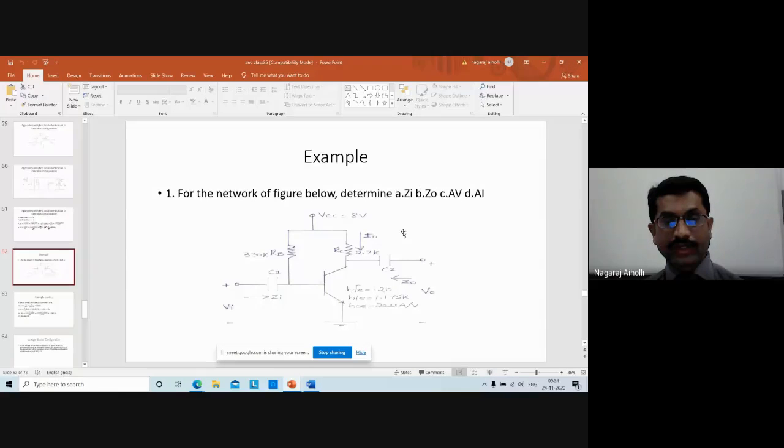Now you all have identified that this is a fixed bias circuit. Now let us find the performance parameters: Zi input impedance, Z0 output impedance, AV voltage gain, and AI current gain. Use the formulas you just noted down. Find first Zi. What is the formula for Zi? RB parallel HIE. RB is 330 kilo ohm. HIE is 1.175 kilo ohm. Find the parallel combination of 330 K and 1.175 kilo ohms. Tell me the answer.